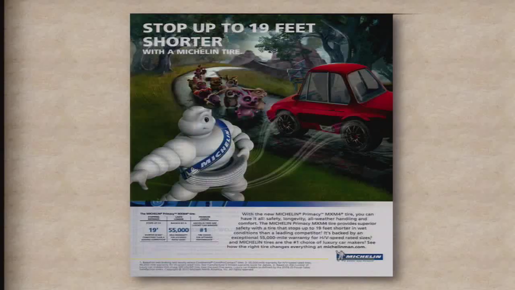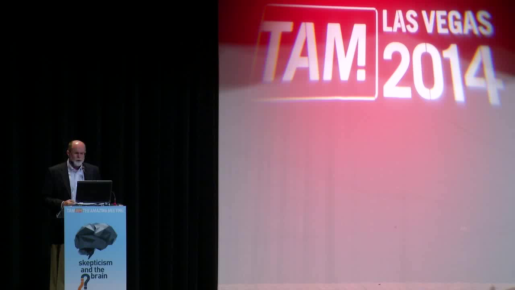Michelin ad: stop up to 19 feet shorter with a Michelin tire. Okay, and it shows these cute animals that are not being run over by a car. The problem is, up to 19 feet includes zero. And shorter than what? Well, if you read the type, they're comparing themselves against one tire in very specific conditions. I call this weaseling. Okay, it's true, but they're weaseling.